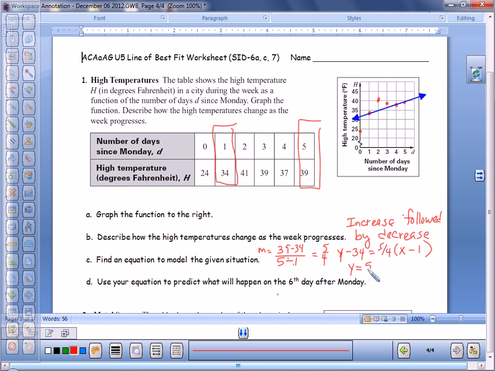And you can use your calculator. So I'm getting 5/4 x. This is a negative 1.25. And when I add 34 to that, I get a positive 32.75. So this is an equation that models this data for this given situation. And we can use this, our prediction equation, to predict what would happen on the 6th day. So we would say y equals 5/4 times 6 plus the 32.75. And that would give us an approximate temperature of 40.25 degrees.